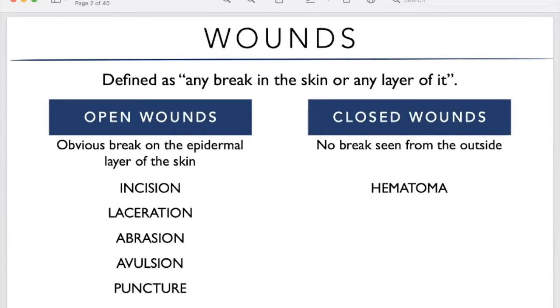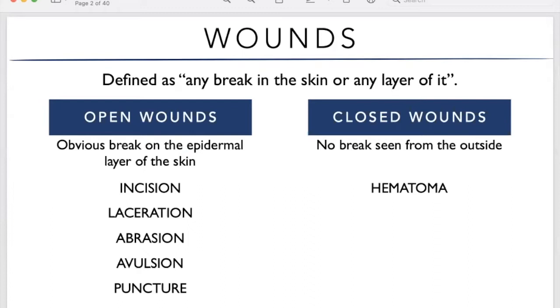All right. So there are 2 categories or basic classification of wounds based on what layer of the skin has been severed or has been broken. The open wounds would be an obvious break. You could see it, open siya from the outside. So there's an obvious break on the epidermal layer of the skin. And there are a lot of variations, kumbaga, of how these open wounds look like or how they occur. Right? You have incisions, lacerations, abrasions, avulsions, and puncture.